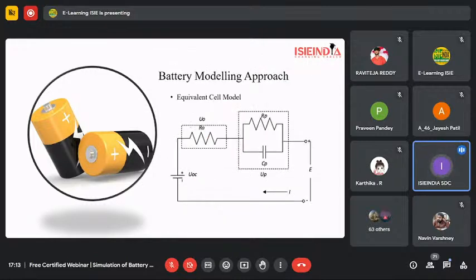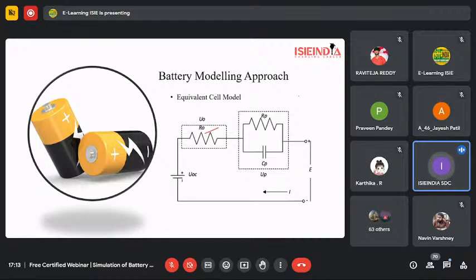Now, coming to the battery modeling approaches, this is the equivalent circuit. Here you can see the source, the SOC-OCV, this is the internal resistance, and this is the RC combination. Inside the battery, as I already told, there is a hysteresis loss, and there are also some losses known as the polarization loss. So in polarization losses, what happens?